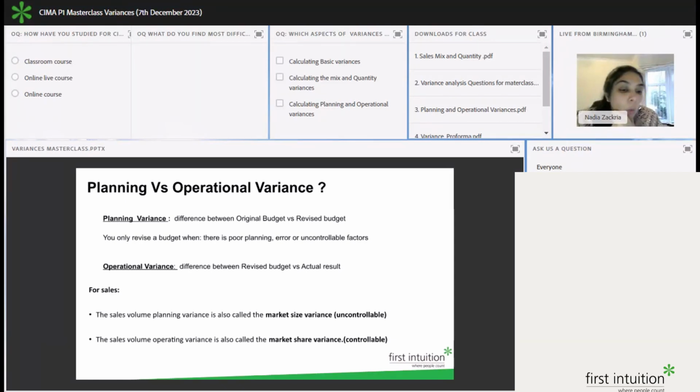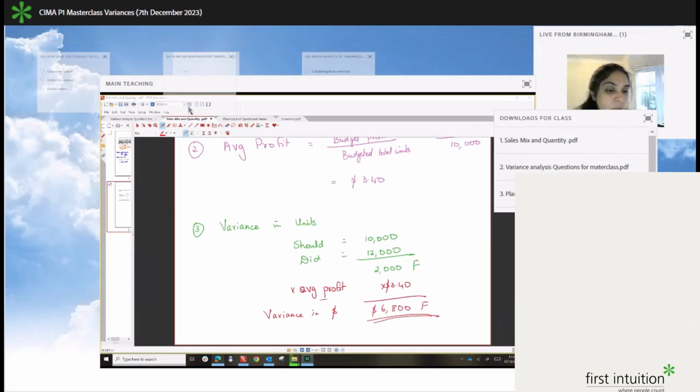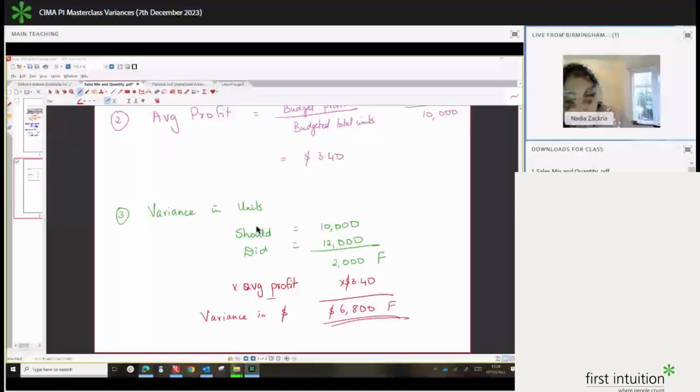Right? Watch out for the sales, planning and operational variances, because the examiner uses two different words. He uses the word market size variance and he also uses the word market share variances. So I'm quickly going to switch screens and let's talk about market size.